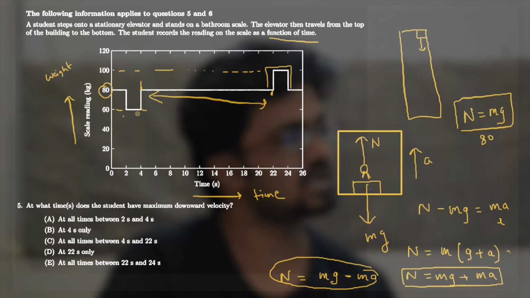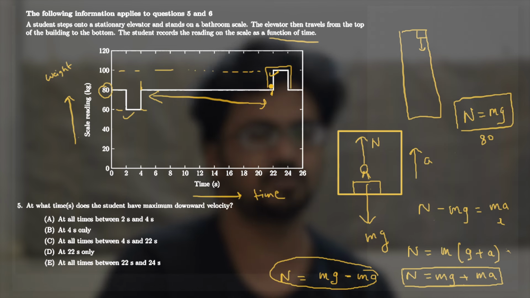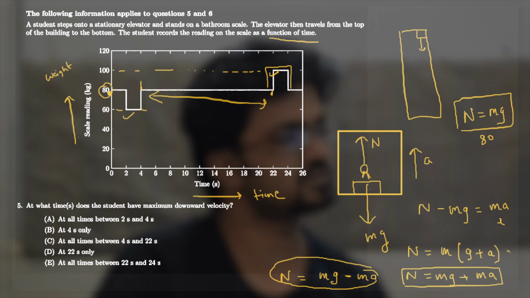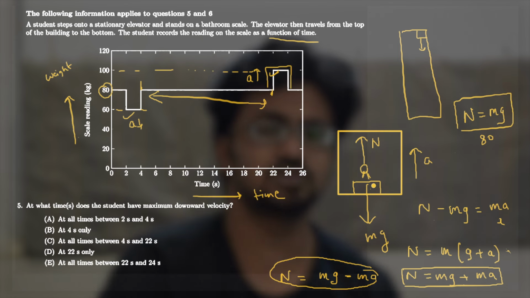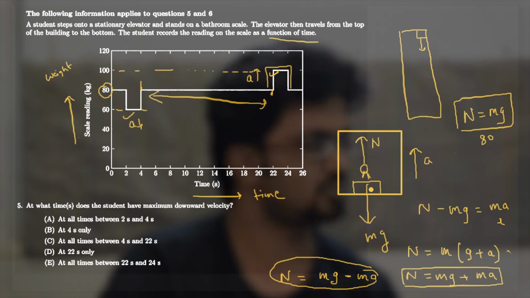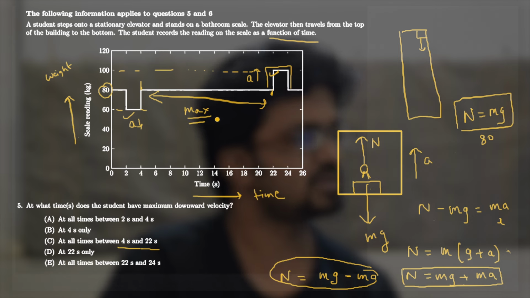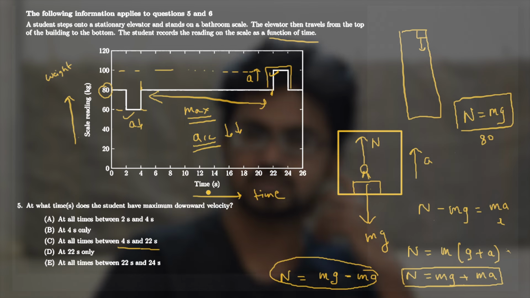So this 60 kg and 100 kg, none of them is the actual weight of the observer. The actual weight of the observer is 80 kg. This is showing the apparent weight while accelerating downwards, and this is showing the apparent weight while accelerating upwards. Now it has been asked, at what time does the student have the maximum downward velocity? Obviously when acceleration is supporting the velocity component while coming downwards. So it is at all times between 4 seconds and 22 seconds that it will have the maximum downward velocity.